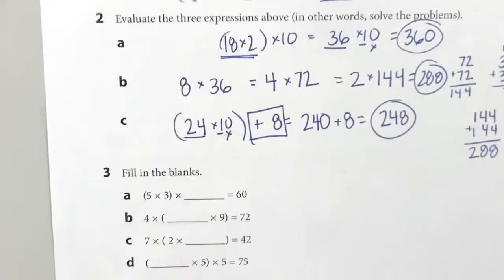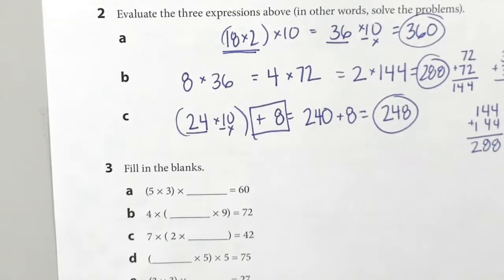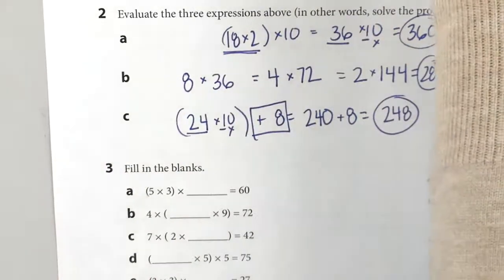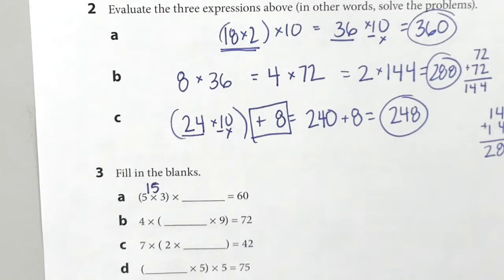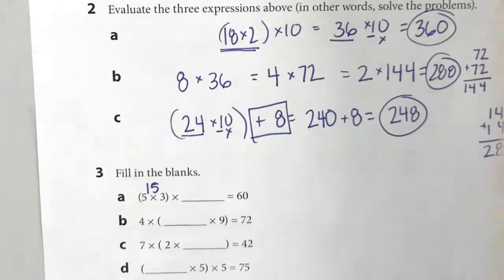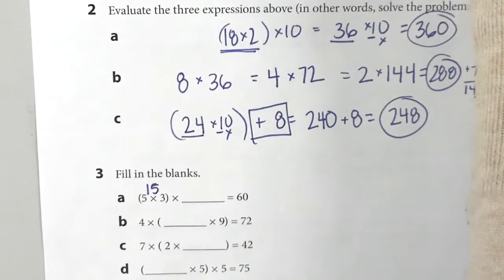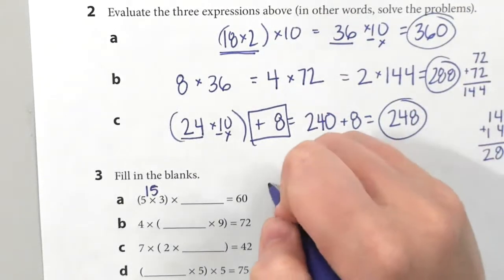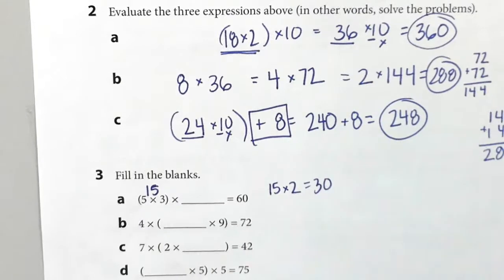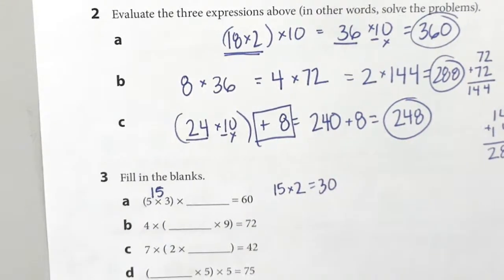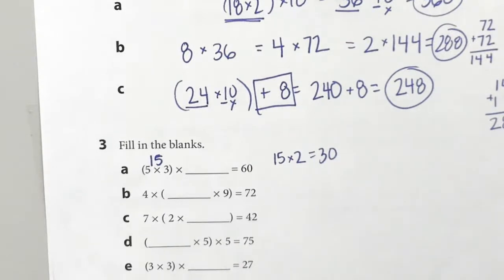All right. Down below, you're filling in the blanks. 5 times 3. You can start with 5 times 3. It's 15. 15 times what equals 60? Well, I know that 15 times 2 equals 30. So how many 15s would equal 60? Go ahead and write in your answer right there. Let's go on to B.